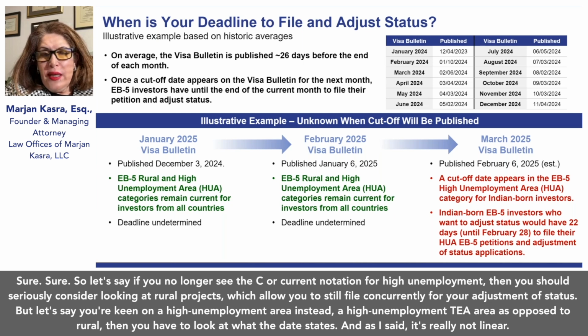Sure. So if you no longer see the C or current notation for high unemployment, then you should seriously consider looking at rural projects, which allow you to still file concurrently for your adjustment of status. But let's say you're keen on a high unemployment TA area as opposed to rural, then you have to look at what the date states. And as I said, it's really not linear.